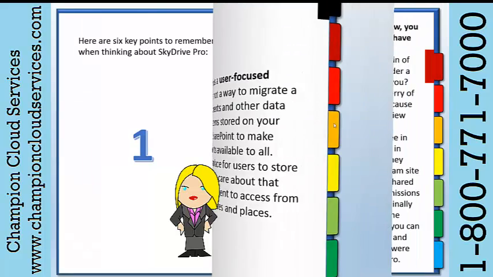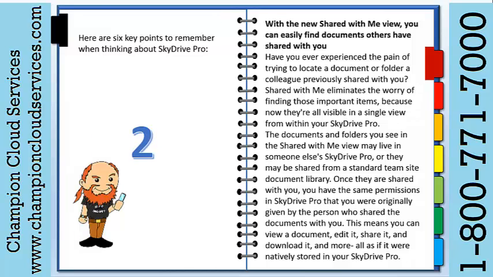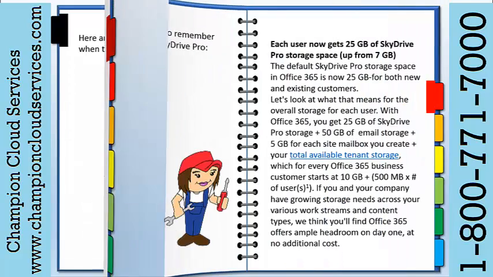With the new Share With Me view, you can easily find documents others have shared with you. So in other words, if you have a department or a company that wants to share folders across a certain amount of people or everybody in your environment, this new Share With Me view will allow you to see what's available to you from which one of the users. When we show you the demonstration, you'll see what I mean.